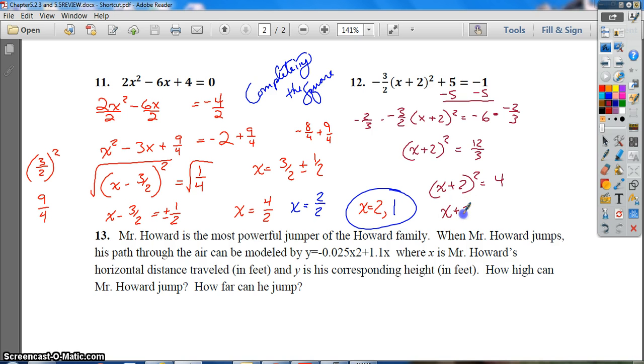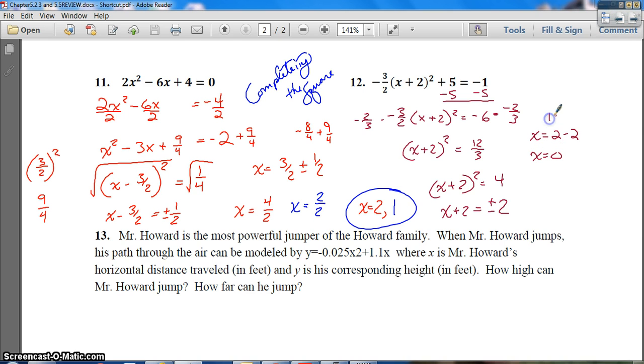Take the square root of both sides. You'll get positive negative 2. So what I got here is x is equal to 2 minus 2, which is 0. This is my positive answer. My negative would be x equals negative 2 minus 2, which is negative 4. So 0 and negative 4, and this is the square root.